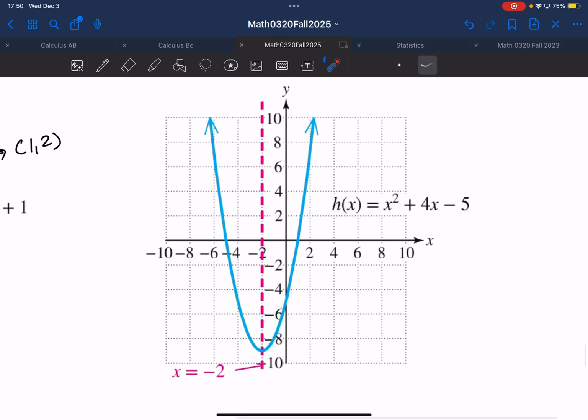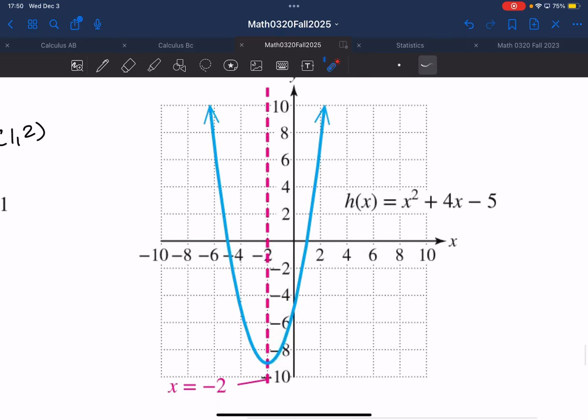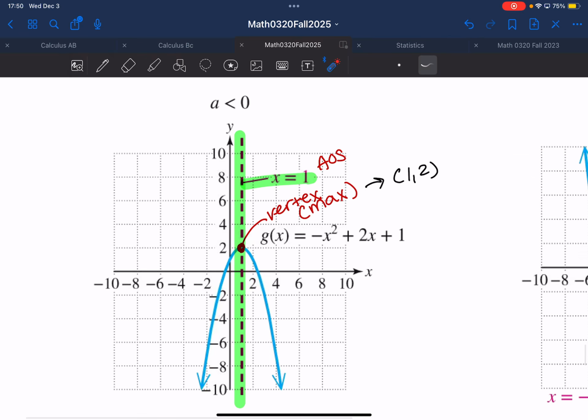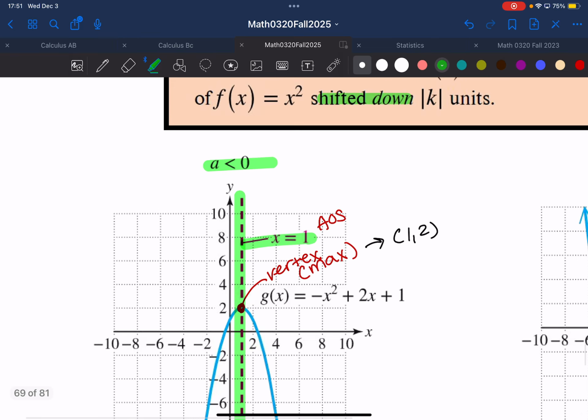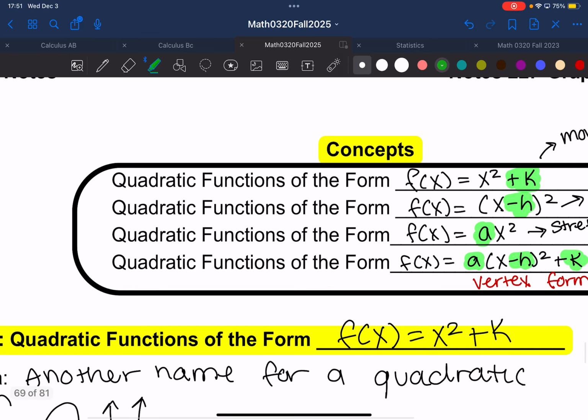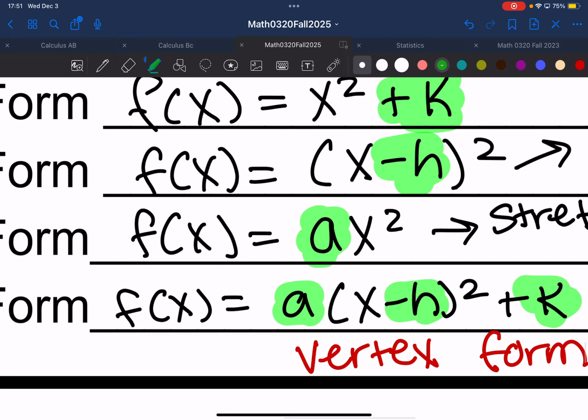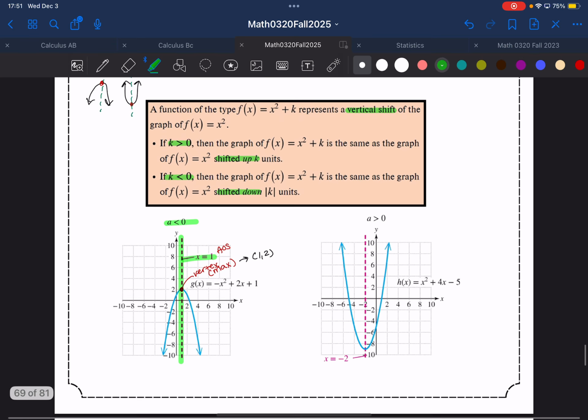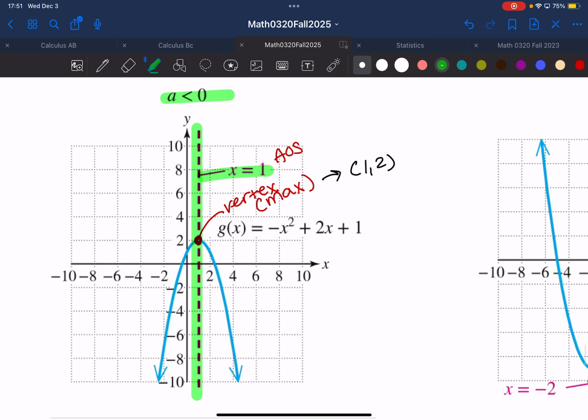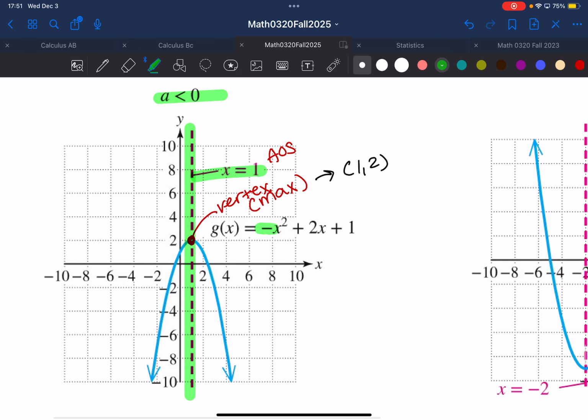And then I want to show one more thing here because I didn't mention this at the top. This a is less than 0. Remember on one of our types of quadratic forms, we had f of x is equal to a times x squared. I told you that can lead to a stretch, vertical or horizontal. Well, that a value also tells us if our parabola is opening up or down. So this says a is less than 0, and our a value is right here, that negative 1. Since our a is negative, that's why it's facing down.